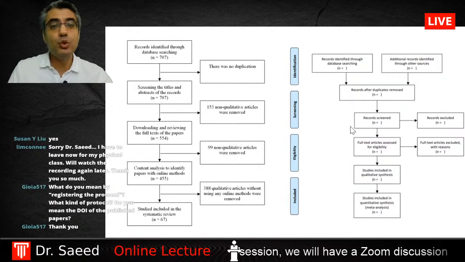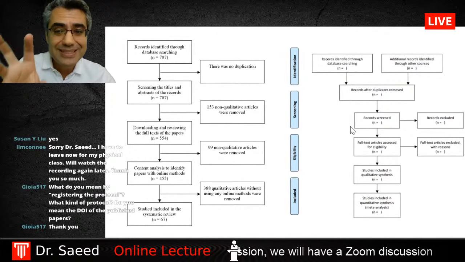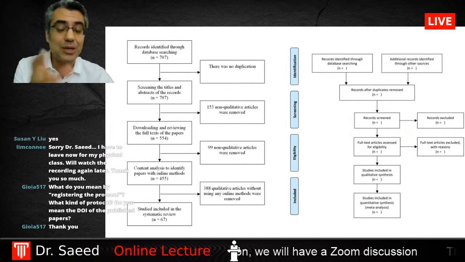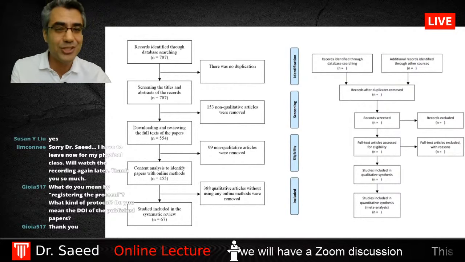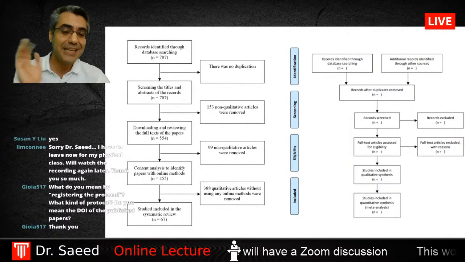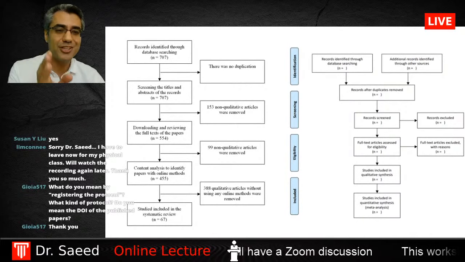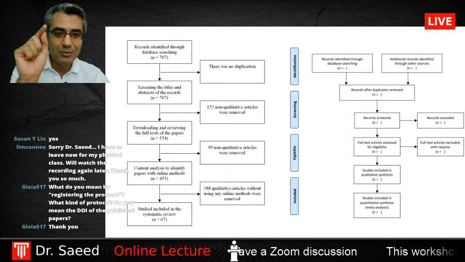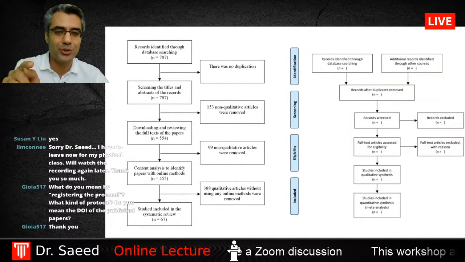And what is this? You must include this in your paper. Why am I saying must? Because if you don't do it, they will reject your paper. Very easy. They will reject. In top tier journals, this is one of the things in the checklist: whether you included this flowchart or not.